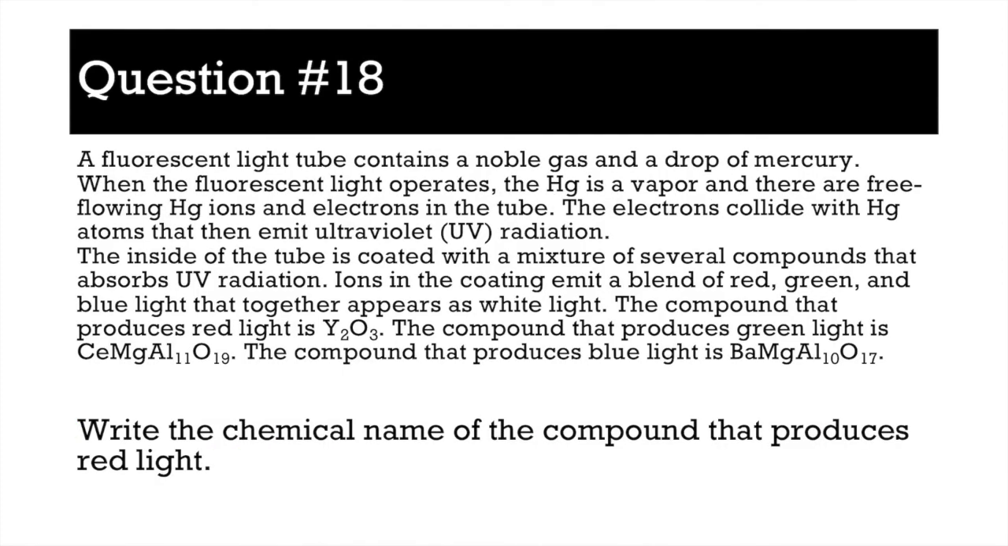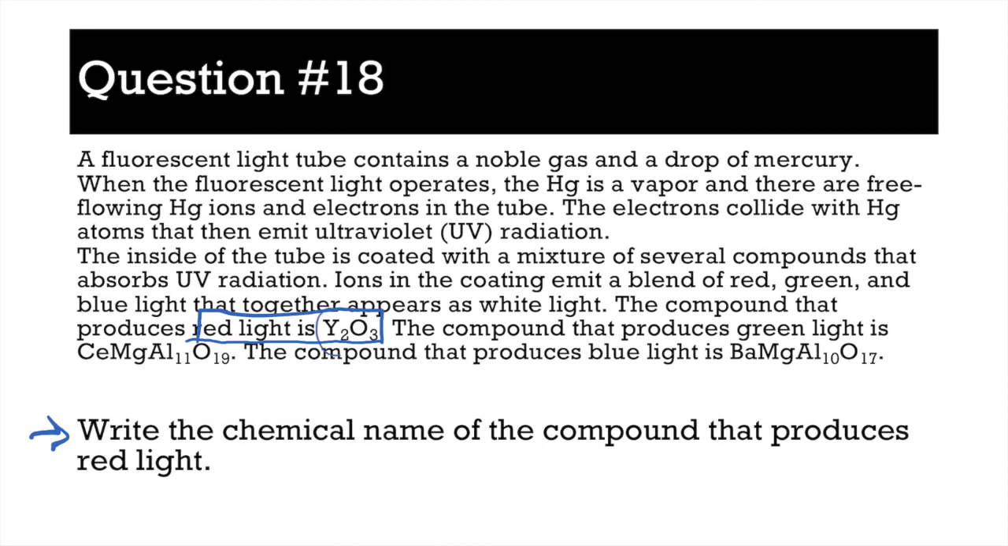Okay. Again, number 18 gives you a whole bunch of information. So let's just read the question first, right here. It says, write the chemical name of the compound that produces red light. Well, we have to figure out what produces red light. If you skim through this, it says red light is produced by Y2O3. So we have to name Y2O3.